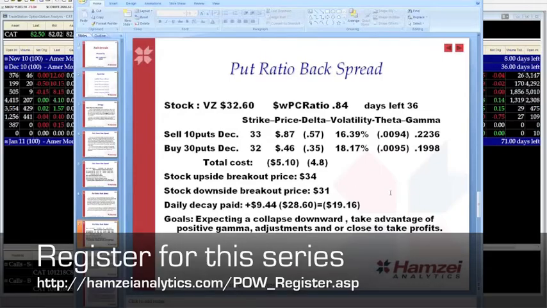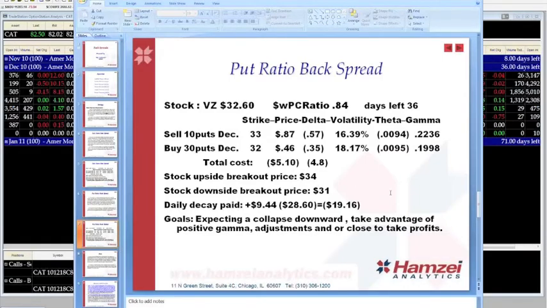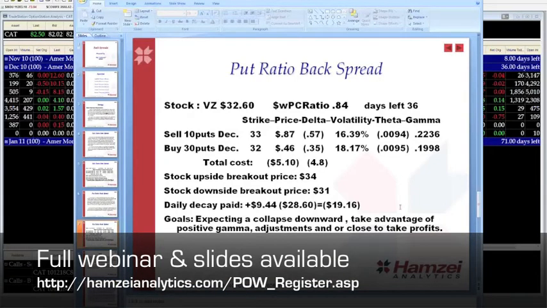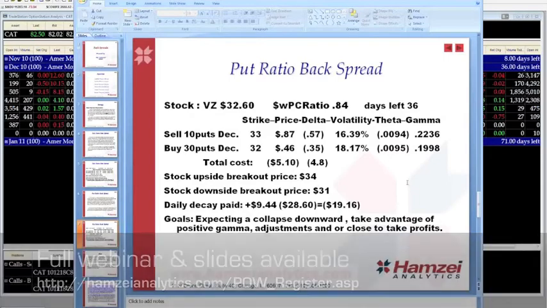The daily decay that we pay, you can see that we're collecting $9.44, which is the relationship of the puts that we sold versus the theta here at 0.0094 is the 944, and then the 30 that we are buying, the theta relationship is there. The 30 times that comes to the 2860. So we're paying 1960. So this is a pretty cheap put ratio backspread. But if there's a breakdown in the market, and especially a big breakdown in the stock, it's going to be a great opportunity to capitalize on that.